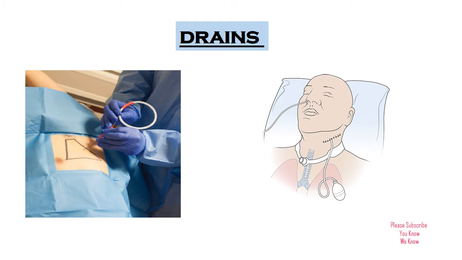Definition. A device such as a tube inserted intraoperatively into a body cavity or opening of a surgical wound to facilitate discharge of fluid from the body. A surgical drain is a tube used to remove pus, blood or other fluids from a wound. It's used for a short period of time.